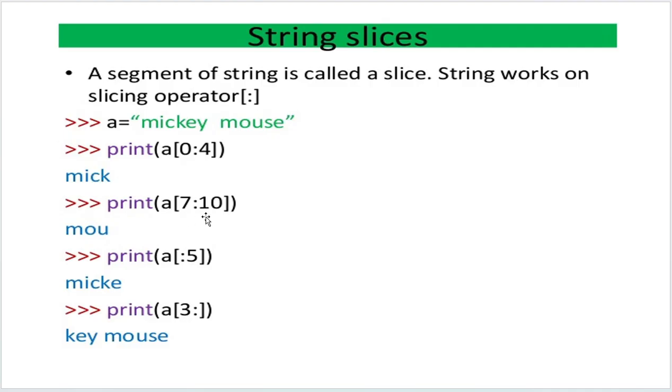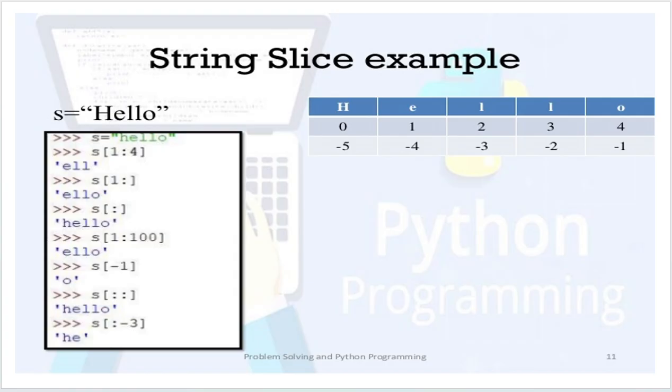Next, when we slice the same string from 7 to 10, it is the same concept: the starting index is 7 and you end at 9, not 10. So MOU will be printed. And here the starting index is not mentioned, which means you start from the 0th index itself. And in the last statement, the end index is not mentioned, which means you can read up to the end of the string. These were some of the string slice examples.